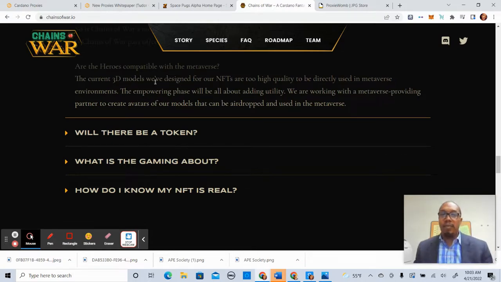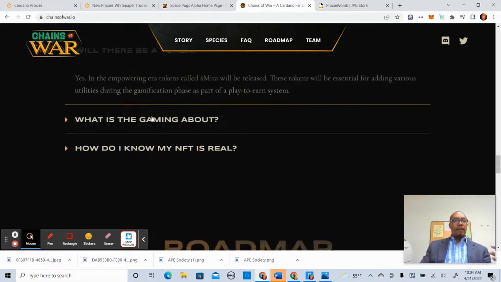They did say this, though: the current 3D models we've designed for our NFTs are too high quality to be directly used in a metaverse environment. The empowering phase will be all about adding utility. We are working with a metaverse providing partner to create avatars of our models that can be airdropped and used in the metaverse. So that's very exciting for the future, as the game grows in popularity, you know, people begin to use it.